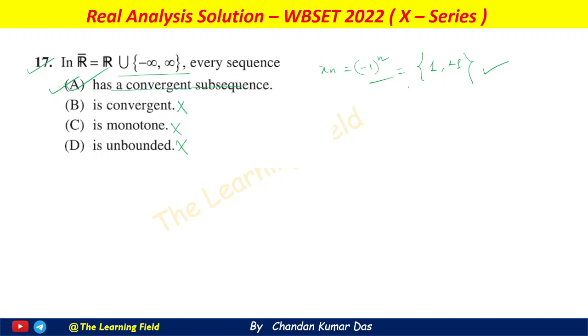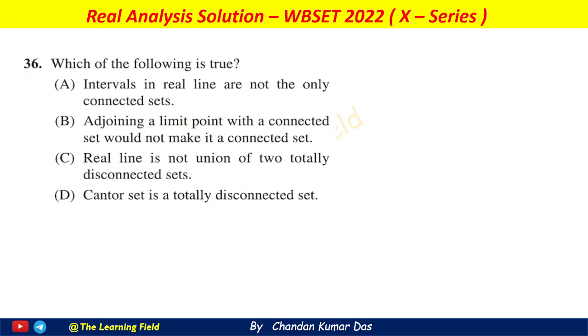This option only is correct: it has a convergent subsequence. If we take n as even and odd, then for even n we get 1, and for odd n we get minus 1. If we break this sequence into these two subsequences, then they are convergent subsequences. We get two constant sequences which are convergent. Okay, this is the solution.